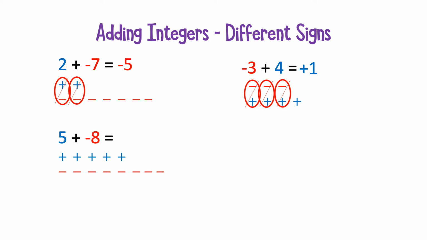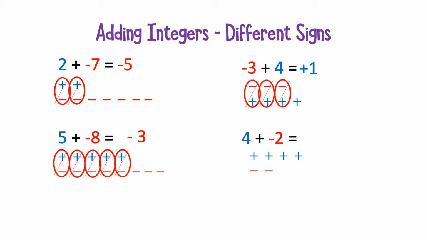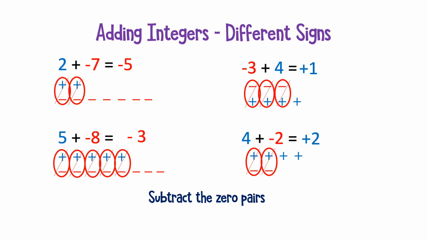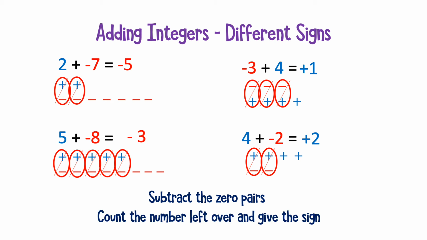5 plus negative 8. Subtract 5 zero pairs, and we're left with 3 negatives. 8 minus 5 is 3, but we have more negatives than positives, so it's negative 3. 4 plus negative 2. We're going to subtract 2 zero pairs, and we're left with two positive signs. So if we have different signs, subtract the zero pairs and give the sign of the bigger number.